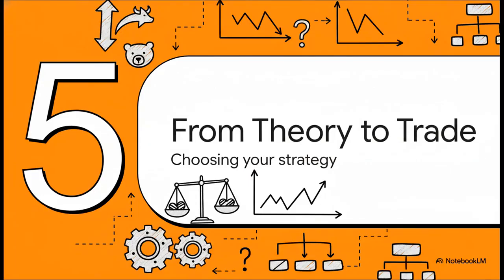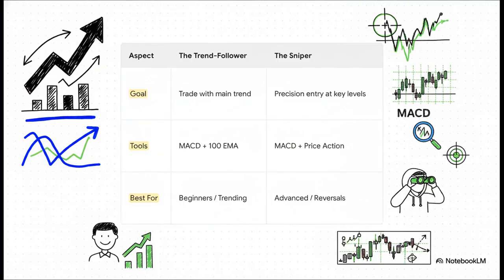All right, so there you have it. 2 very different but very powerful ways to trade with the MACD. Let's do a quick side-by-side so you can figure out which one might be the best fit for you. On one hand, you have the trend follower. Its goal is simple. Trade with the big main trend. Your tools are the MACD plus that 100 EMA. This is hands down the best place to start for beginners, and it really shines when the market is moving in one clear direction.